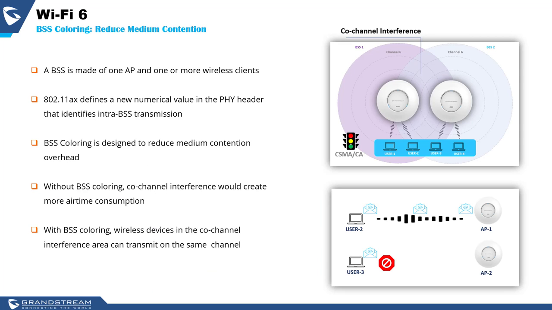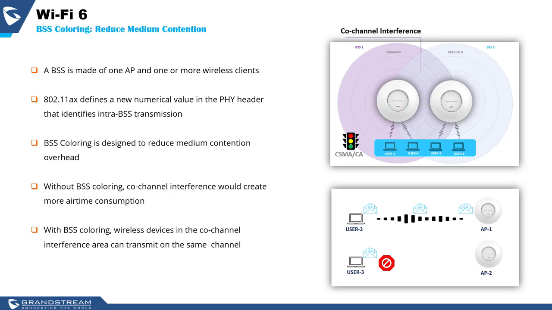Because of the half-duplex nature of the wireless medium, where only one node or device can transmit at any given time, Wi-Fi 6 has introduced a new functionality called BSS coloring. This functionality added a new physical header to identify each BSS, or basic service set. And basically a BSS is made of one access point and its associated wireless clients.